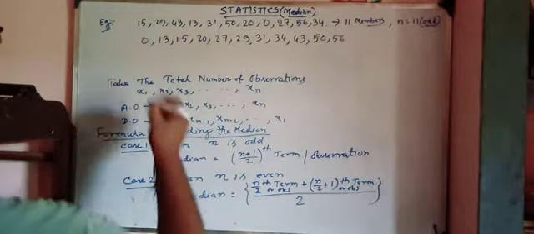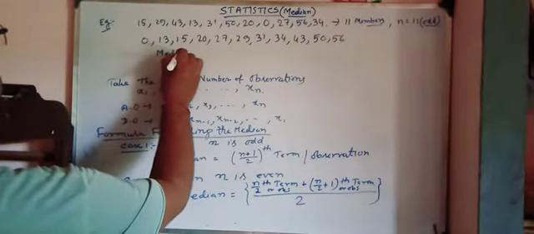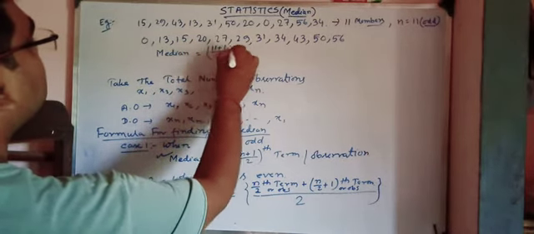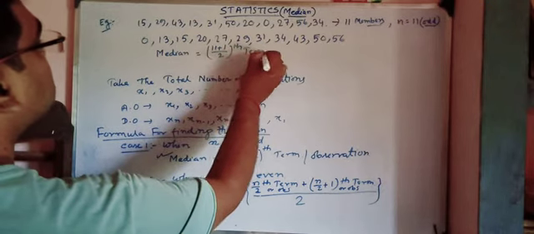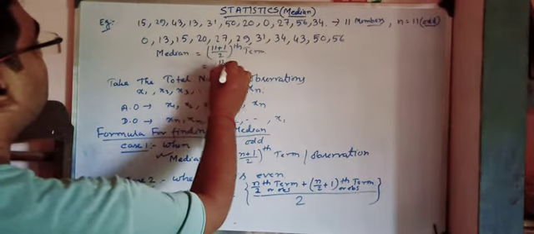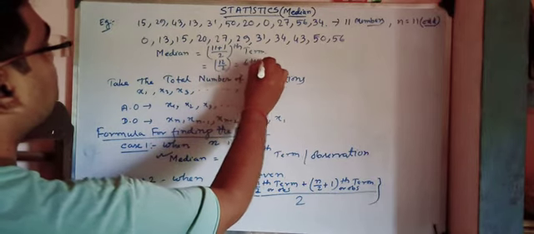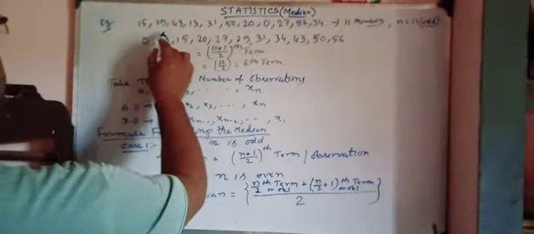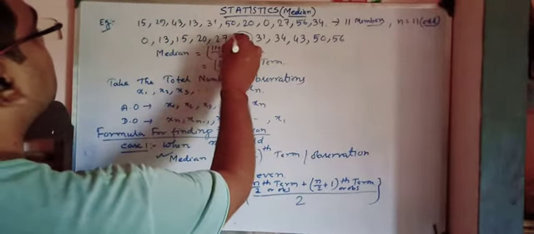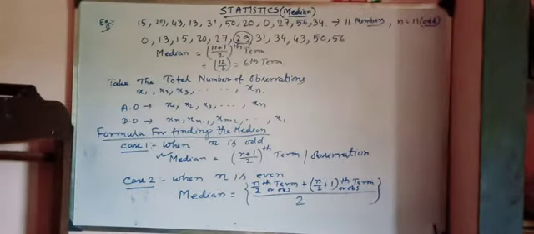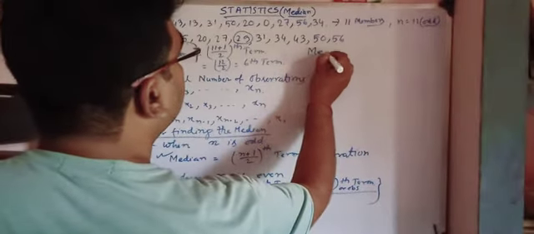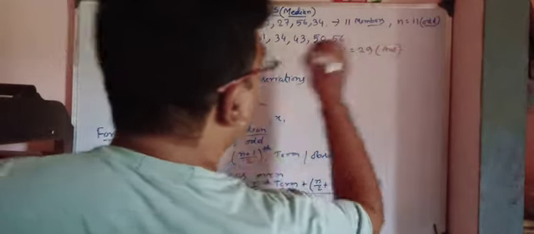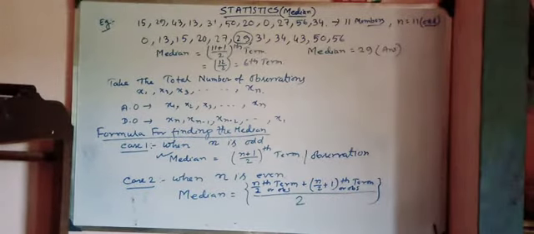So my median is equal to the (11 plus 1) by 2 th term. That means 12 by 2, that means the 6th term. Moving to the 6th term: 1, 2, 3, 4, 5, 6. So the median is equal to 29. That will be my answer. Understood that? That is my required median.